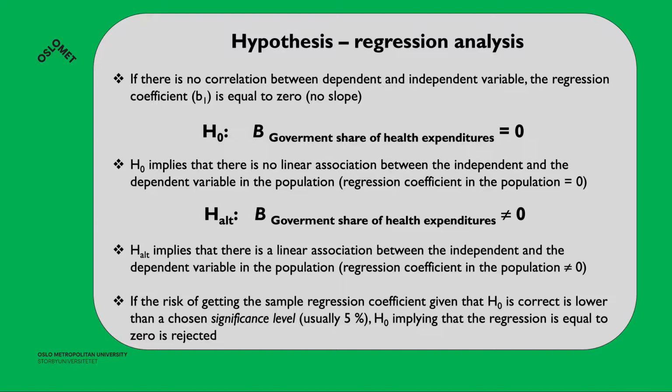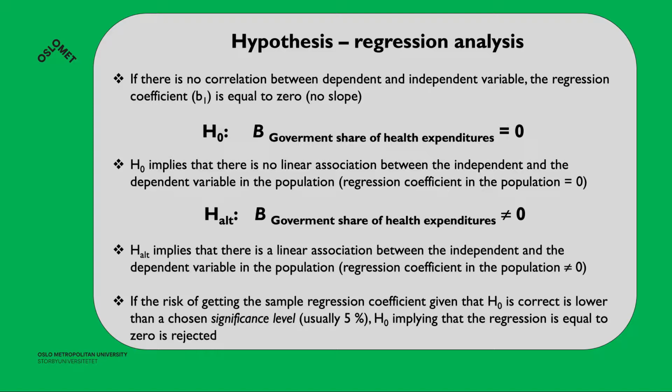Whereas the alternative hypothesis is that the regression coefficient for the independent variable, the government's share of health expenditures, is different from 0. It actually has an effect on life expectancy. So in this case, the alternative hypothesis implies that there is a linear association between the independent variable, the government's share of health expenditures, and the dependent variable, life expectancy, in the population. And the population in our example is all countries in the world. So the regression coefficient in the population is different from 0.